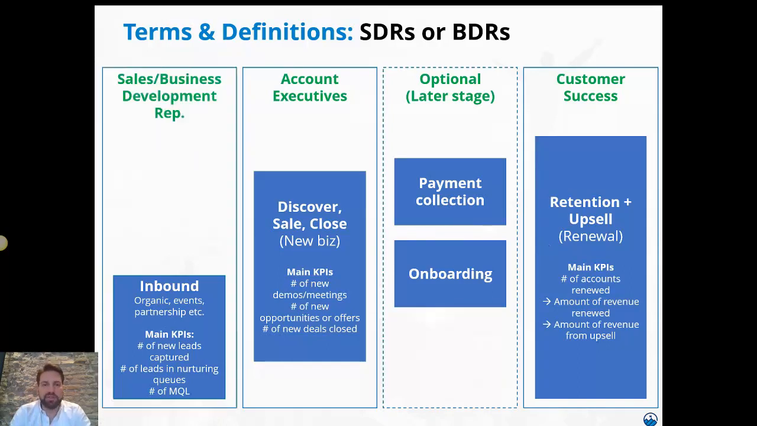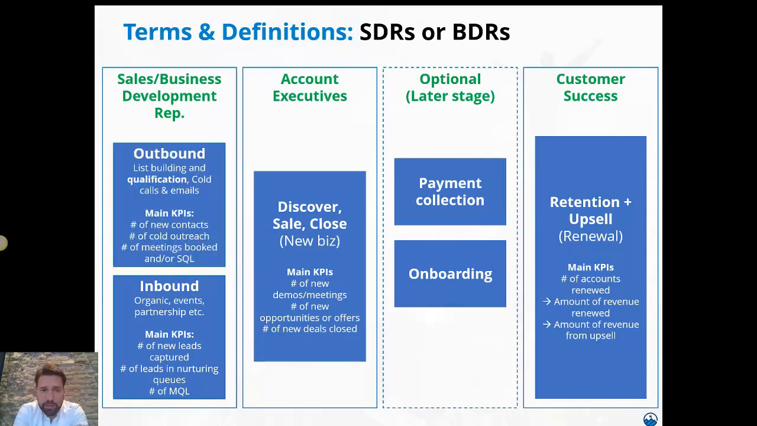A new role that was implemented a few years ago is what we call the sales or business development representative. That's what SDR or BDR stands for. Their main role is to build lists, do qualification, and then do cold calls or emails, where they do the outreach. To do that, they have three main KPIs, which are: find new contacts, do new cold outreach, and obviously book meetings that are called SQL, sales qualified leads.